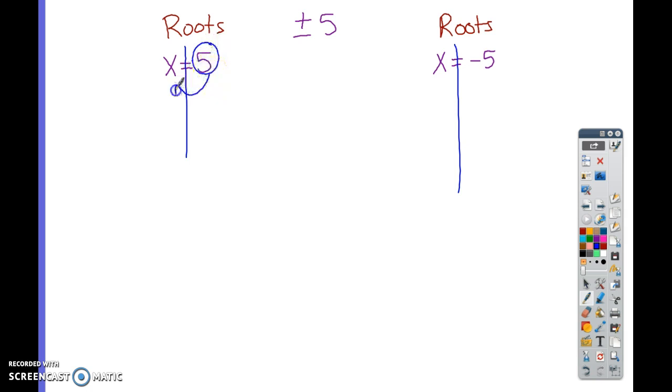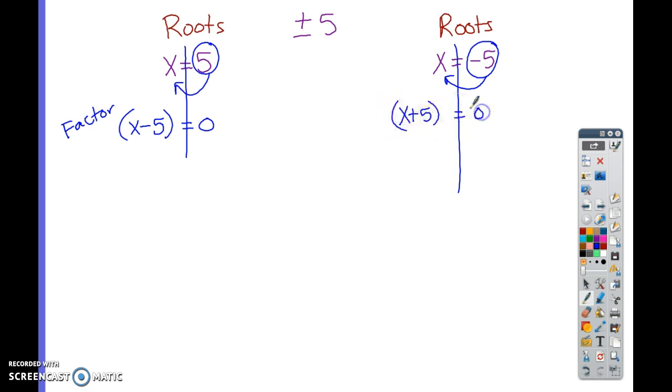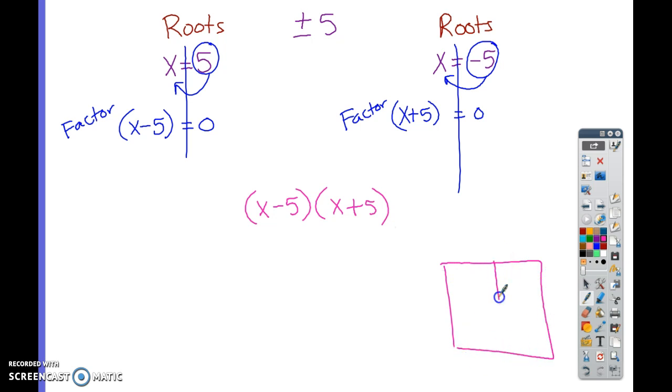When you move this over, it becomes a minus. So my factor is x minus 5 equals 0. And this one, when you move it over, it becomes a positive 5. So x plus 5 is my other factor. So all you guys have to do now is multiply them using the box to get the quadratic equation for those roots. So x minus 5 times x plus 5, and you guys finish it off.